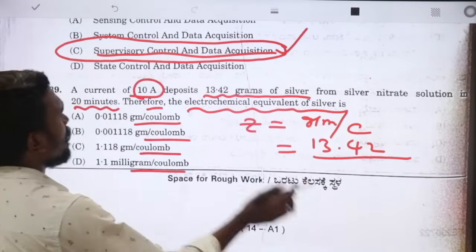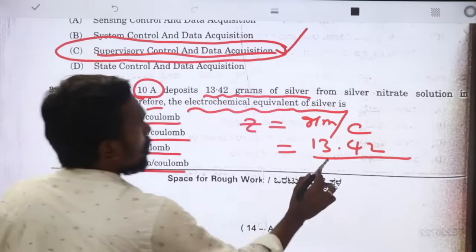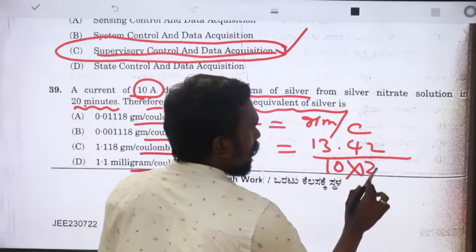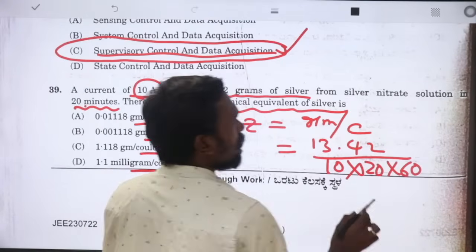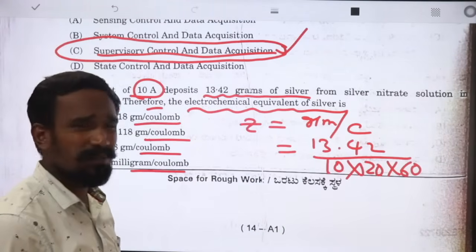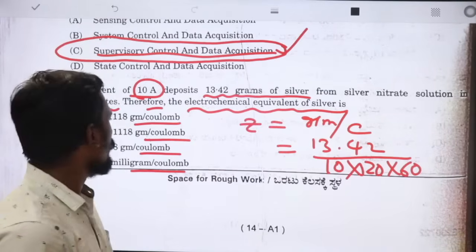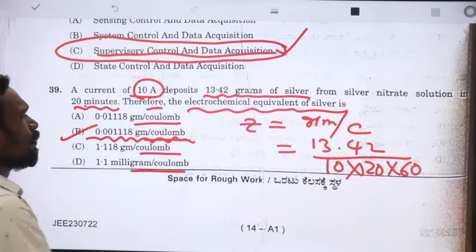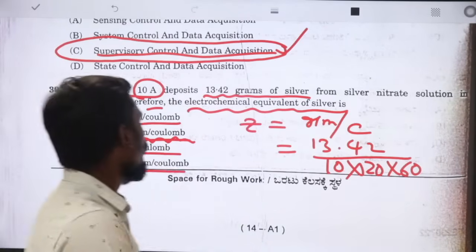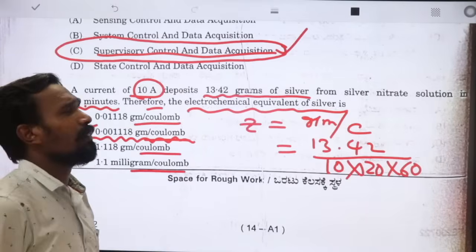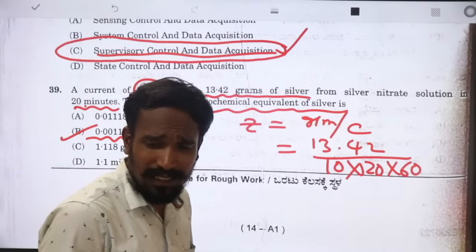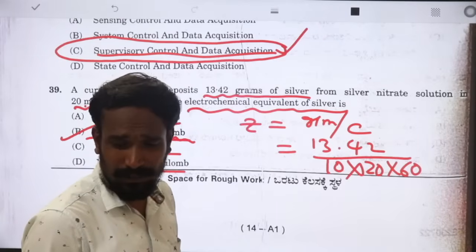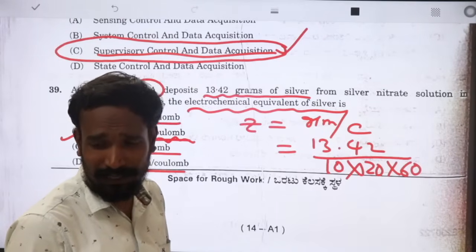So what is the current? Current is 10 amperes multiplied with time in seconds. So 20 minutes is 20 multiplied with 60. You have to calculate this. If you do this, how much will you get? 0.00118 grams per coulomb is the electrochemical equivalent weight of the deposition. This is a question from batteries actually.